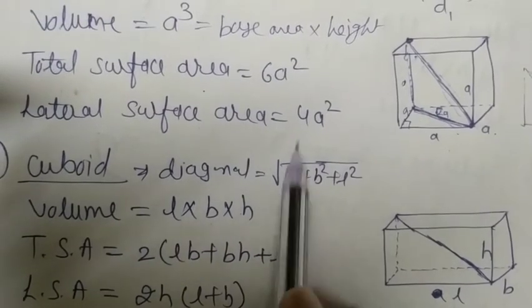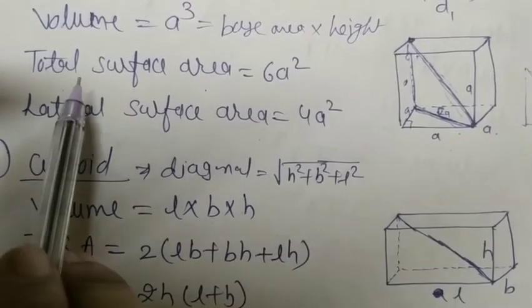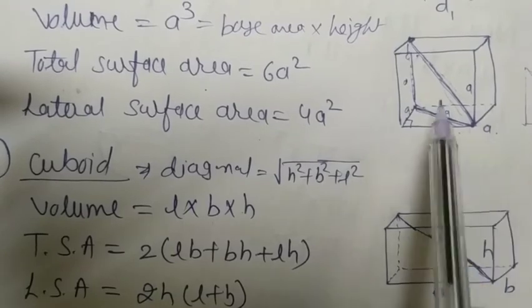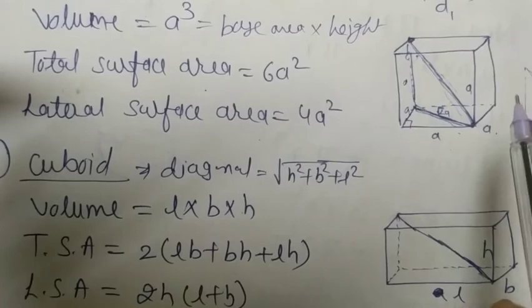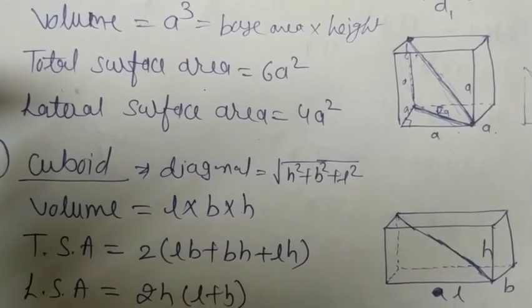Lateral surface area. Lateral surface area means total surface area minus top and bottom. Means we do not consider top and bottom, we consider the remaining 4 sides. So that is 4A square.